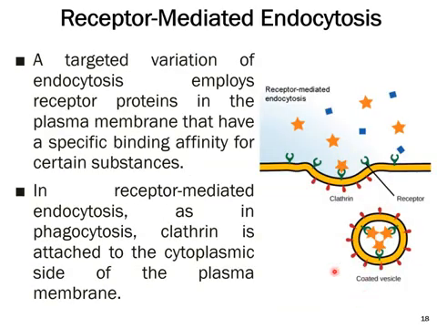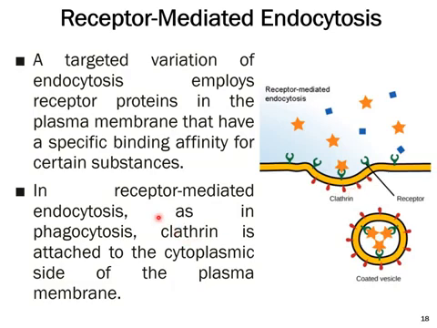The next one is receptor mediated endocytosis. A targeted variation of endocytosis employs receptor proteins in the plasma membrane that have a specific binding affinity for certain substances. You can see here the green ones, which have specific affinity to bind with certain substances. Like this protein has bound a substance with it. Those substances bind to these proteins, and then the process of endocytosis happens.